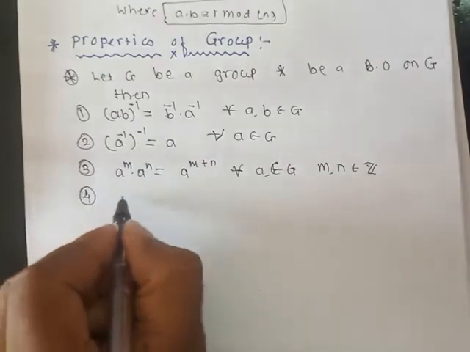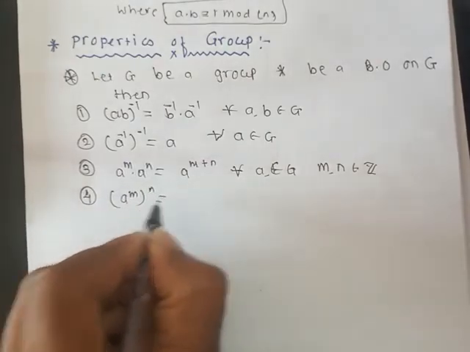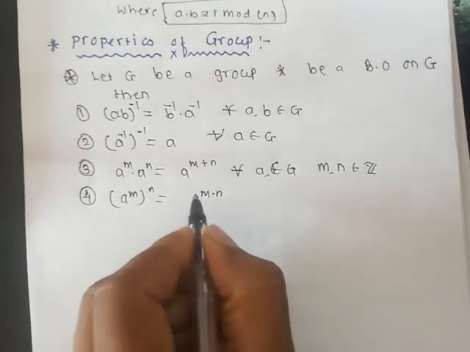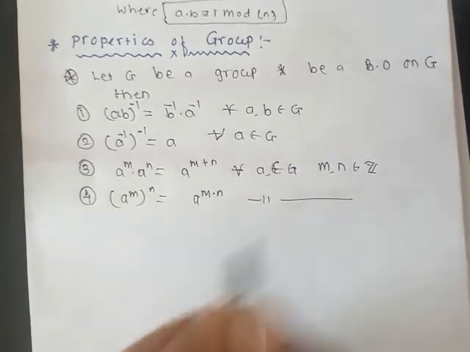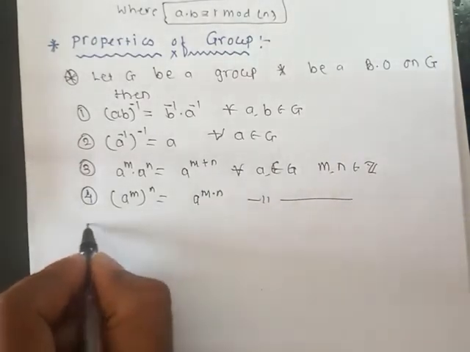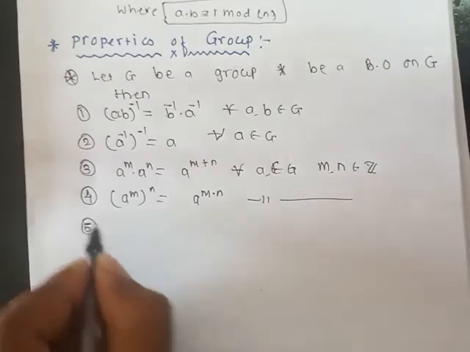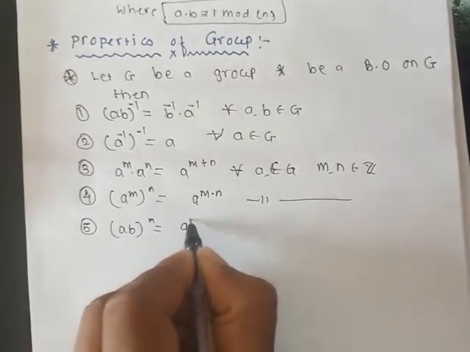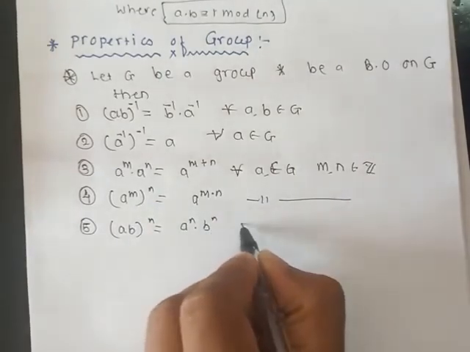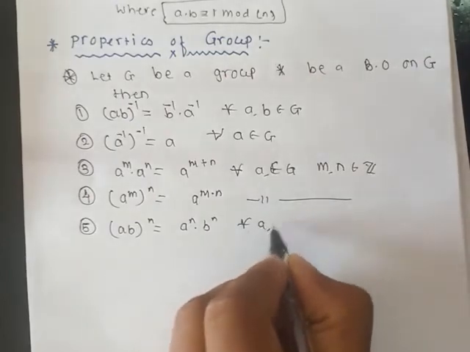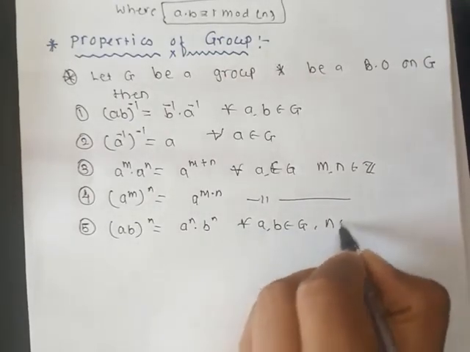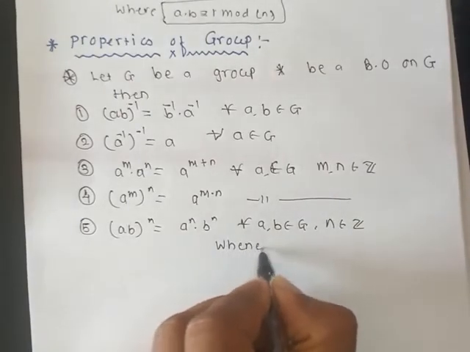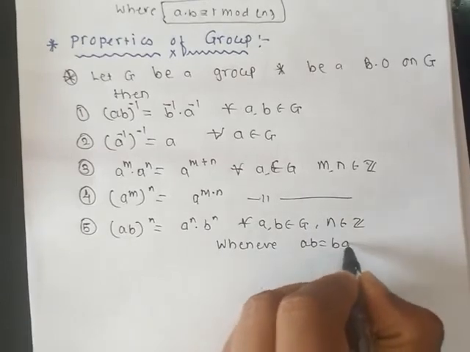Fourth one, (A to the power m) to the power n is equal to A to the power m into n for all A belongs to G and m comma n belongs to the integers. Fifth, (AB) to the power n is equal to A to the power n into B to the power n for all A, B belongs to G, n belongs to Z whenever AB is equal to BA.